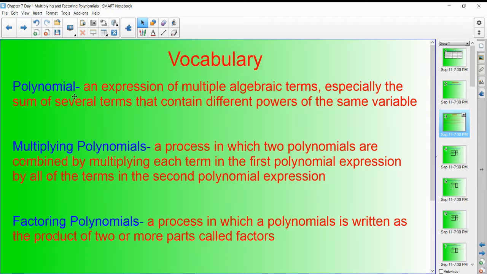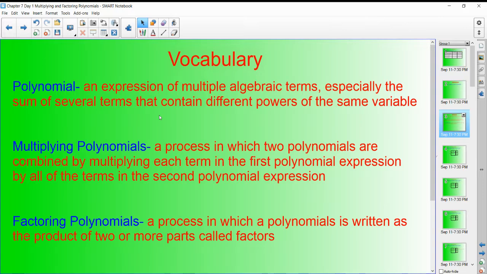So a polynomial has a prefix poly, which means many, and nomial. If you've taken Spanish, you know the word nombre means name. So polynomial means many names or many terms. So it's an expression with x squareds and x's and constants. Maybe it has x cubed. Generally we stay with one variable. Eventually you get to multivariable polynomials where you have x's and y's, but for right now we'll generally deal with terms of x.